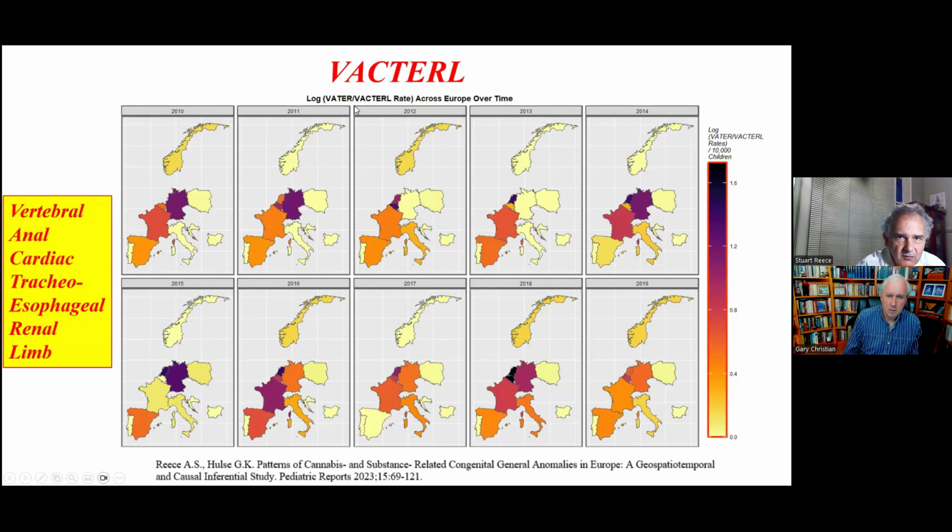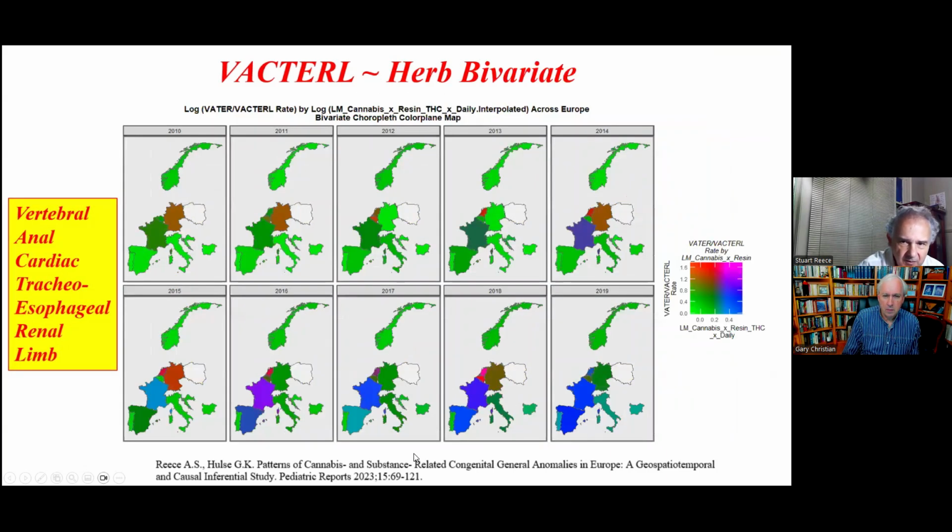And this is called the VACTERAL syndrome, which is a medical acronym. It means vertebral, anal, cardiac, tracheoesophageal. The trachea is the windpipe. Esophagus is the food pipe. Renal and limb disorders. And this is the pattern that developed. This is a univariate plot across Europe. And then this is the bivariate plot.